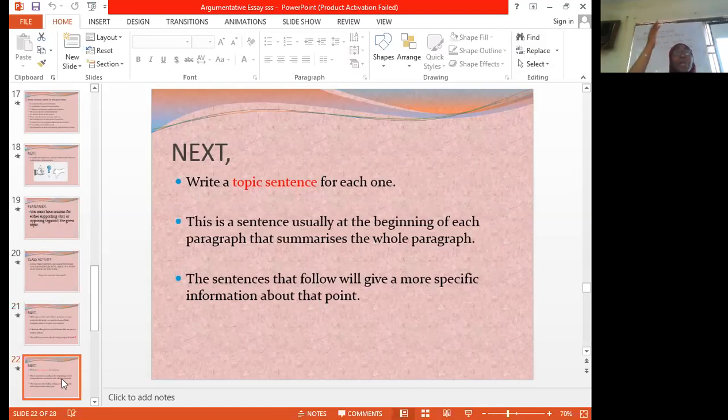So the next topic, please. The next step is to write a topic sentence for each one. So what is a topic sentence? A topic sentence usually begins each paragraph and it summarizes the whole paragraph. So the sentences that follow will give more specific information about that topic.